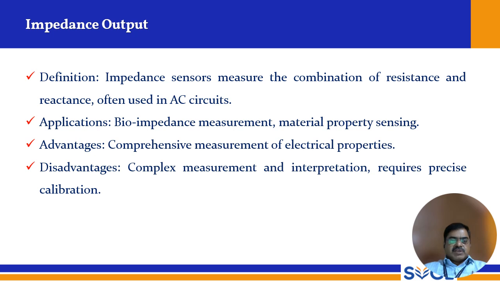Next is impedance output. Impedance sensors measure the combination of resistance and reactance, often used in AC circuits. Applications: bioimpedance measurement, material property sensing. Advantages: comprehensive measurement of electrical properties. Disadvantages: complex measurement and interpretation, requires precise calibration. So these are the disadvantages.